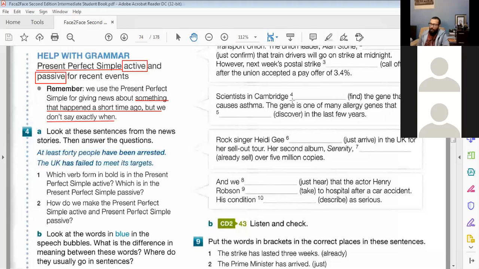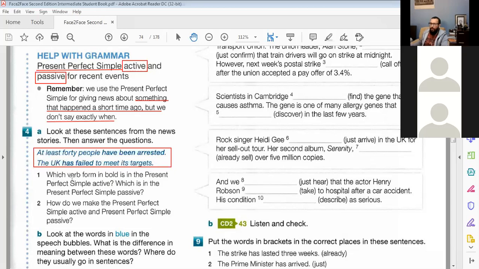We just know that it's recent, that it happened recently, but we never say when. So can you see these two examples? Let's talk about these two examples here. It says at least 40 people have been arrested. The UK has failed to meet its targets.